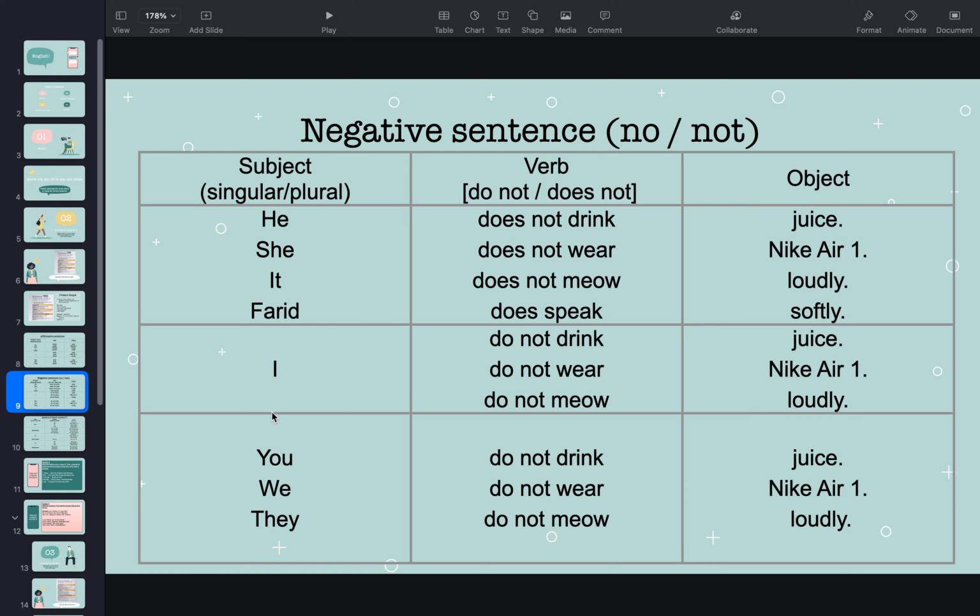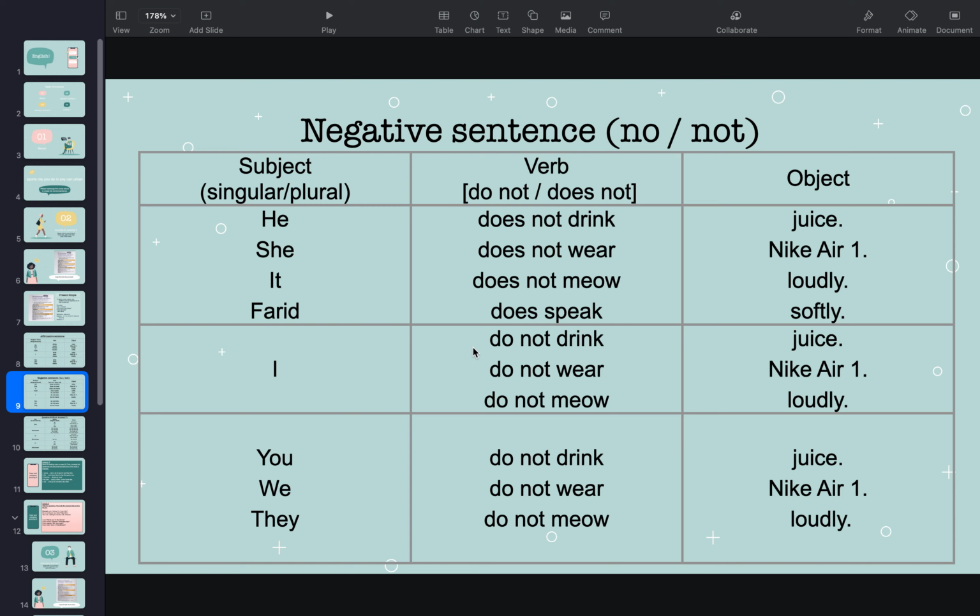Okay, now I. What happens to I? It follows the verb of the other plural nouns. Okay, I dia ikut verb yang dipakai oleh plural noun yang lain. Contohnya, I do not drink, I do not wear, I do not meow loudly. Okay, you do not drink, we do not wear, they do not meow. Sama tak? Verb untuk I dan juga verb untuk you, we, they.